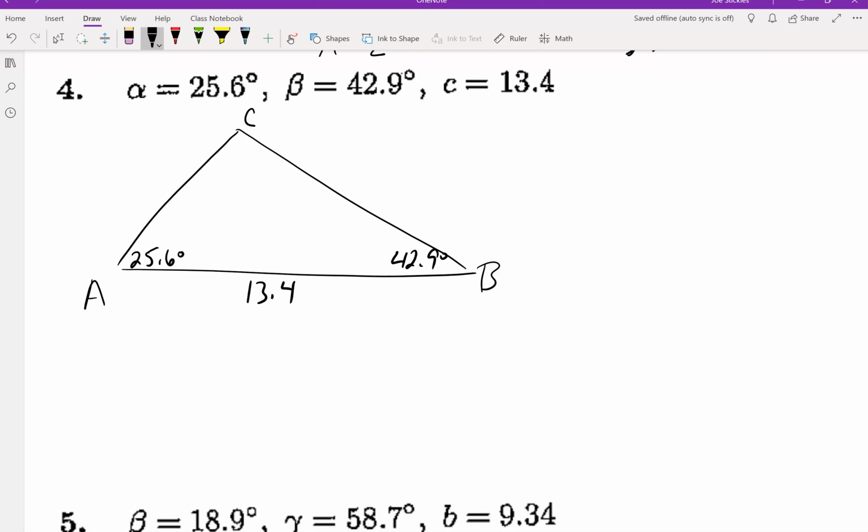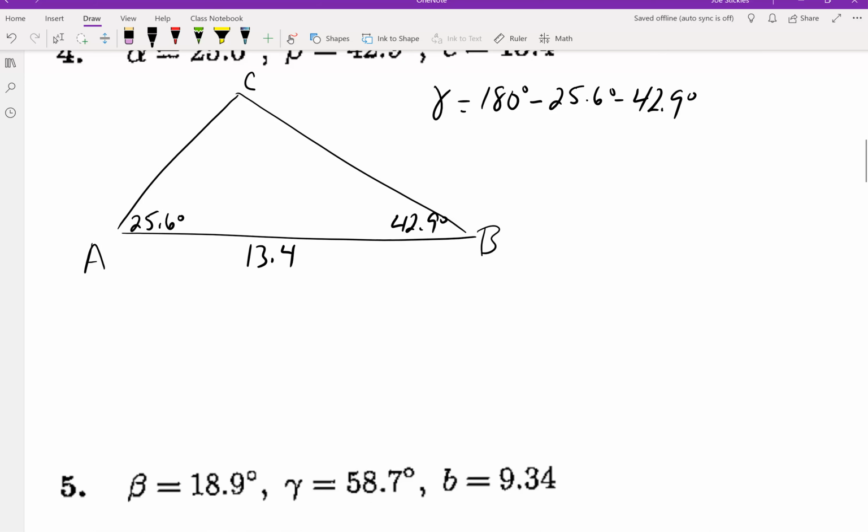So to do that again, I know what gamma is. I can figure gamma. That's 180 minus the 25.6 minus the 42.9. And rather than doing this in my head, because I was having such a fun time doing that a minute ago, let's just go ahead and type that into the calculator. We get 111.5.